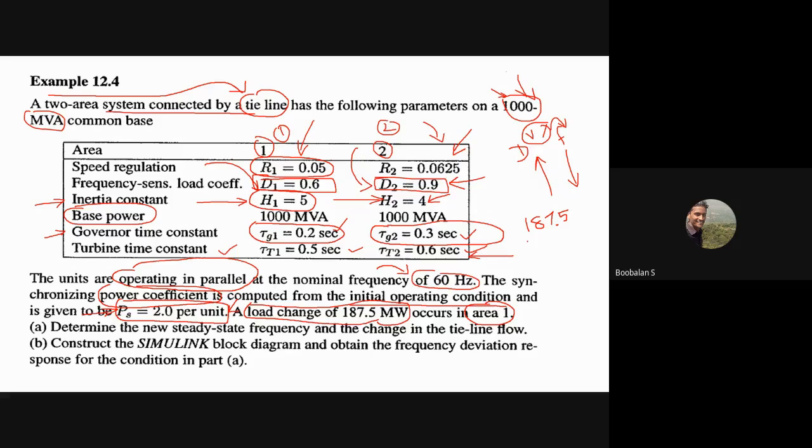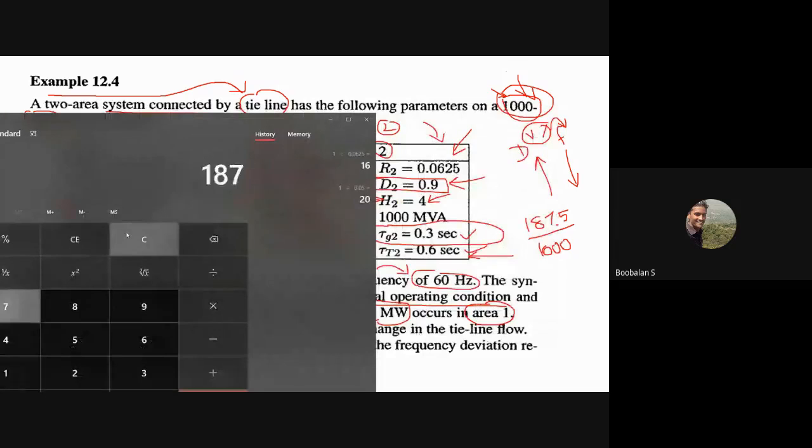So how should we give this as the step input? 187.5 divided by my base capacity, that is 1000 MVA, right? So 187.5 divided by 1000, how much? 0.1875. Whether I'm audible?